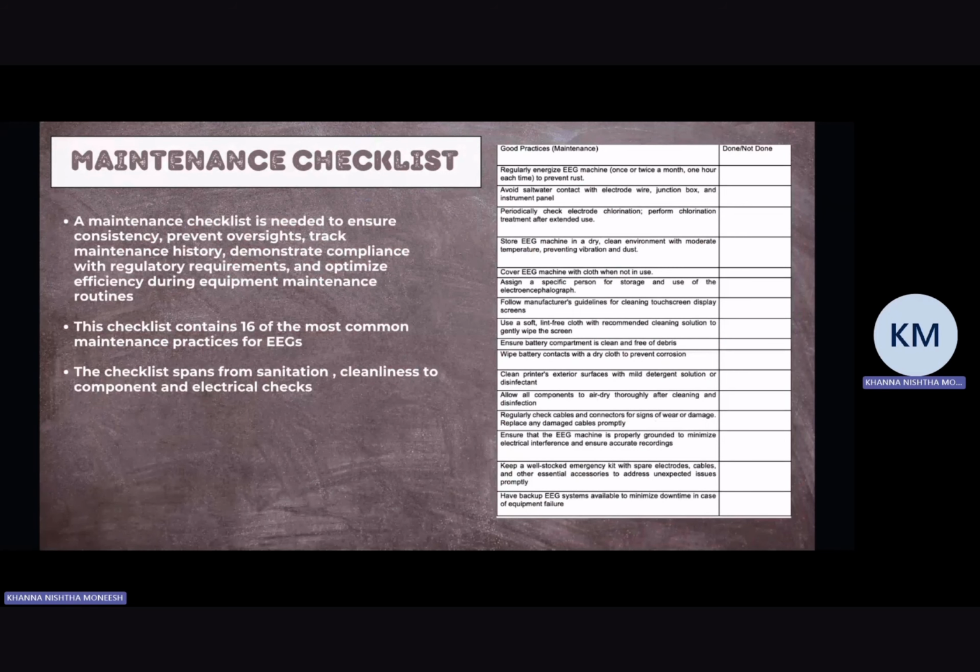Lastly, a maintenance checklist is needed to ensure consistency, prevent oversights, track maintenance history, demonstrate compliance with regulatory requirements, and optimize efficiency during equipment maintenance routines. This checklist contains 16 of the most common maintenance practices for EEG. It spans from sanitation, cleanliness, to component and electrical checks.